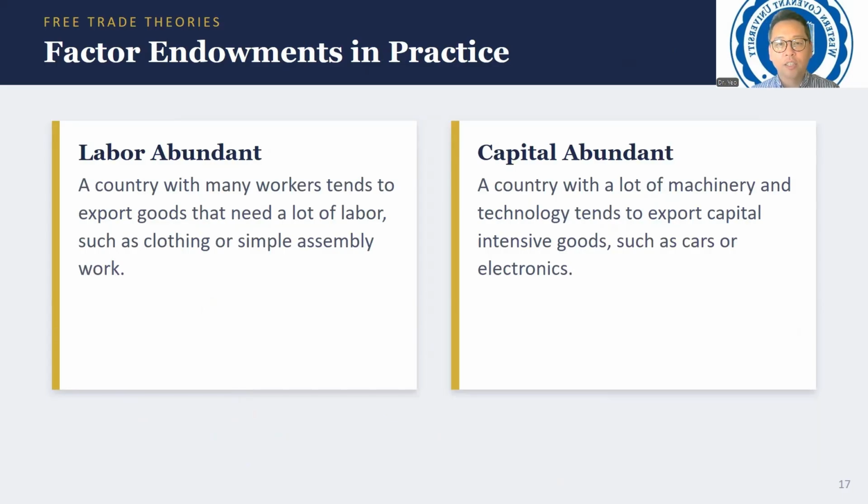Now imagine a different country, one with advanced factories, skilled engineers, and a lot of accumulated machinery and technology. This country is capital abundant. It'll likely specialize in exporting capital-intensive goods such as cars, machinery, and semiconductor products.